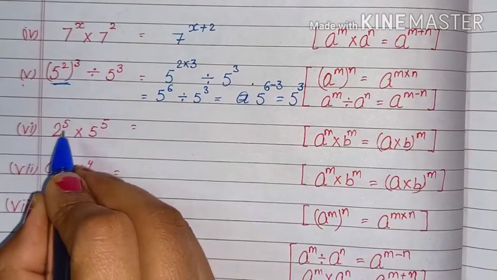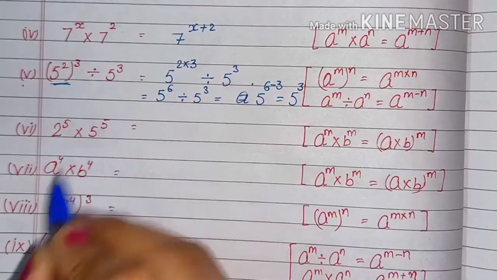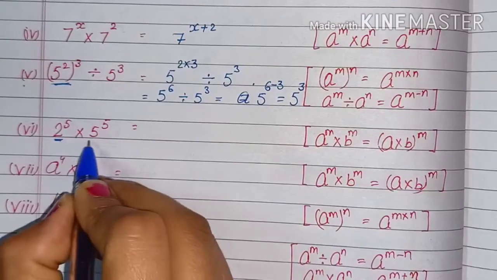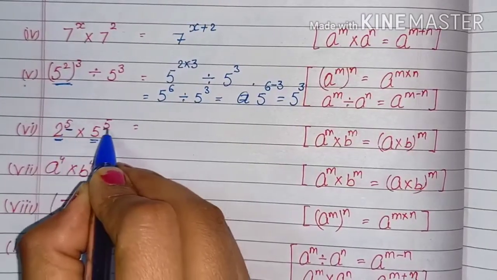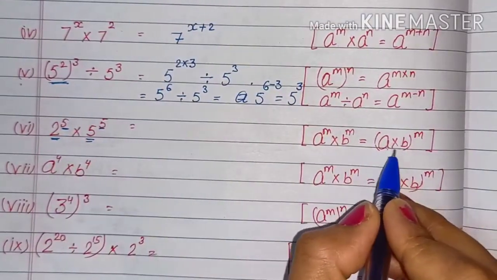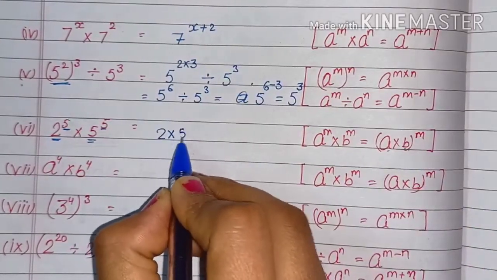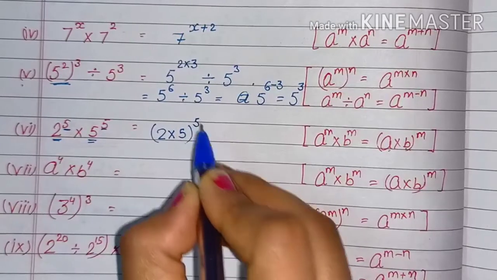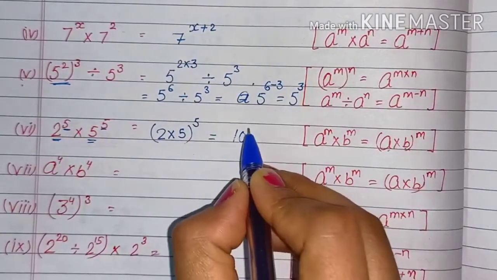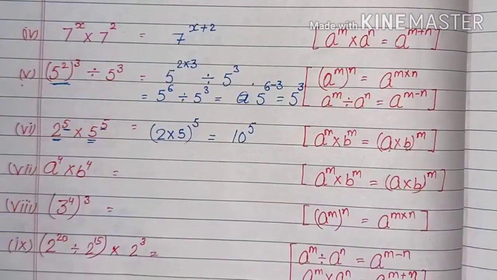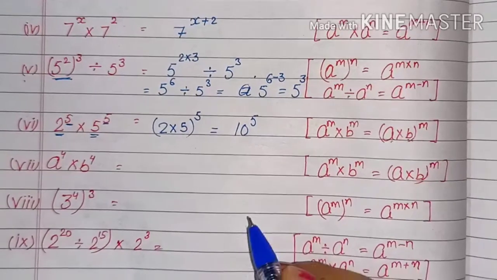In the sixth part we have 2 raised to power 5 multiplied by 5 raised to power 5. So here the bases are different but the exponent is the same. Then use this law that first multiply the bases and then take the power. So 2 into 5 and then power 5. So it is equal to 10 raised to power 5. I hope you are getting it.